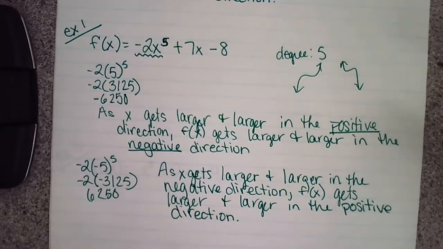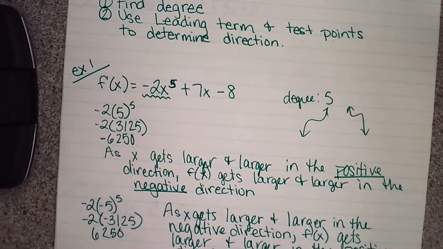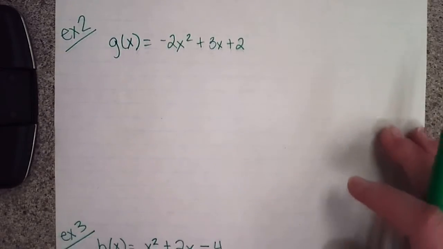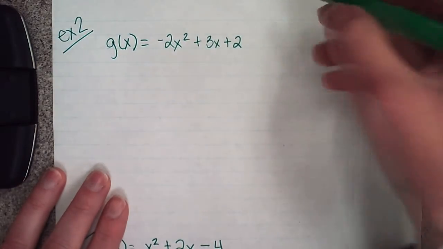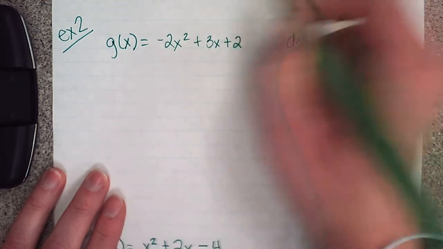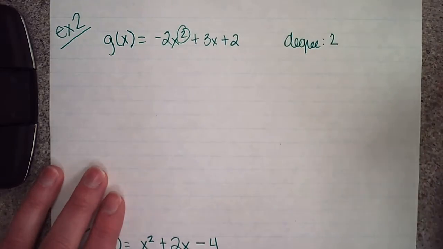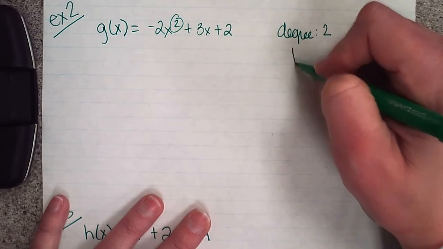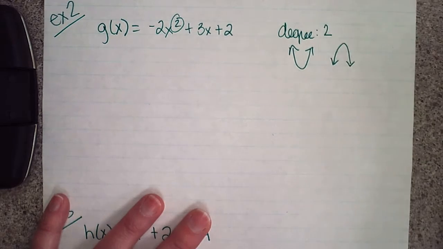So that's just one example, but you're going to follow those same steps every time. You're going to find the degree, and then using your leading term, you're going to do test points. So we're going to do the same thing now. We're going to look at an even function. You can see my leading term is very similar. The thing about this is that since my degree here is 2, that's my highest exponent. It could be 2, it could be 4, it could be 6. As long as it's an even number, it's going to do one of two things. It's either going to have both directions going up, or it's going to have both directions going down.